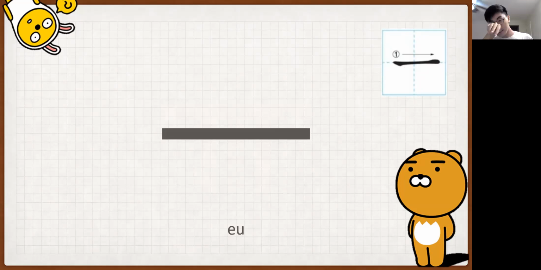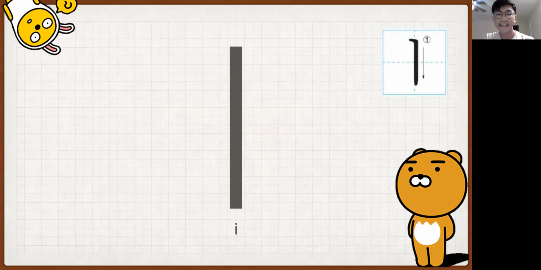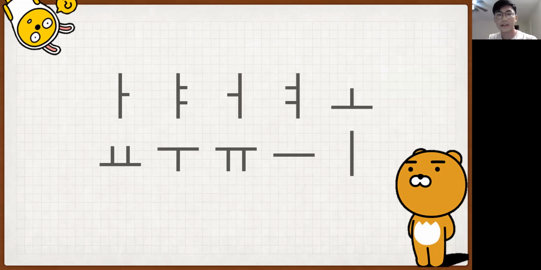And then there are the last 2. This one is eu, and then the next one is e, like tree. And that's it for the vowels, actually. The vowels are much easier than the consonants.